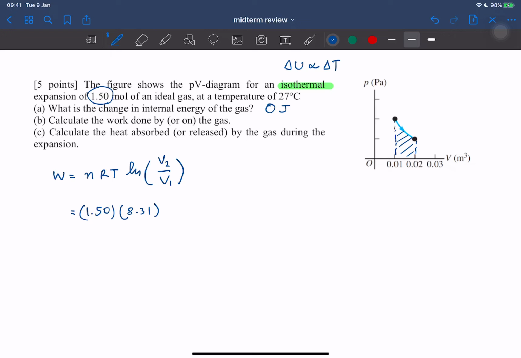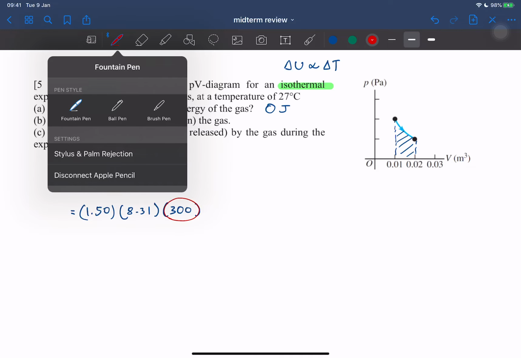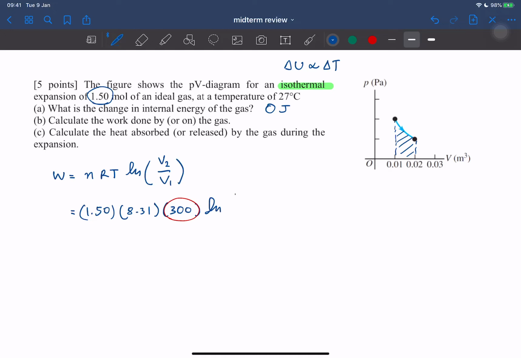Again, you don't need to remember because you're allowed to look up anything you want during this exam. And T is the temperature, 27 here. But remember to convert this to Kelvin. So you need to do 27 plus 273. So you're gonna get 300 Kelvin here. This is probably one of the things that some of you can miss. And then log of the ratio between the final volume and the initial volume. So it's going to be 0.02, just reading from the graph here, divided by 0.01.